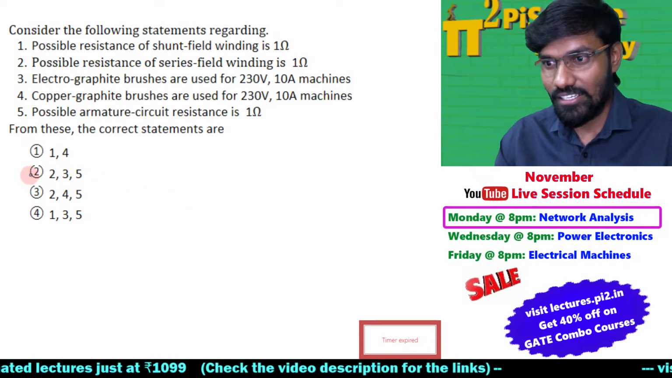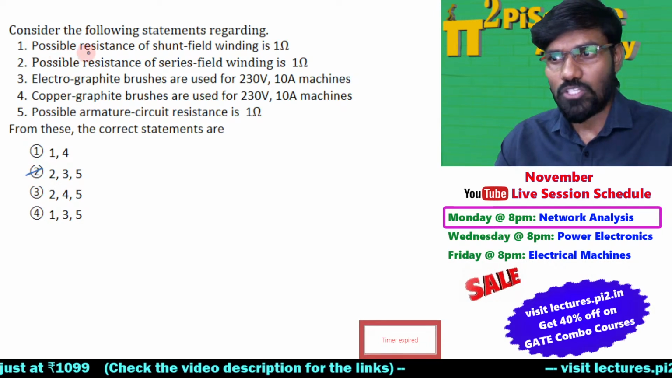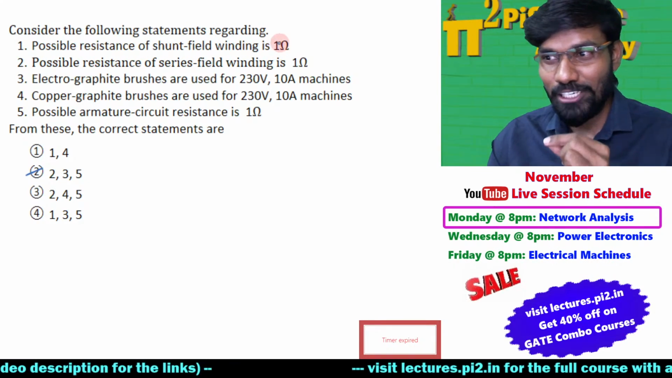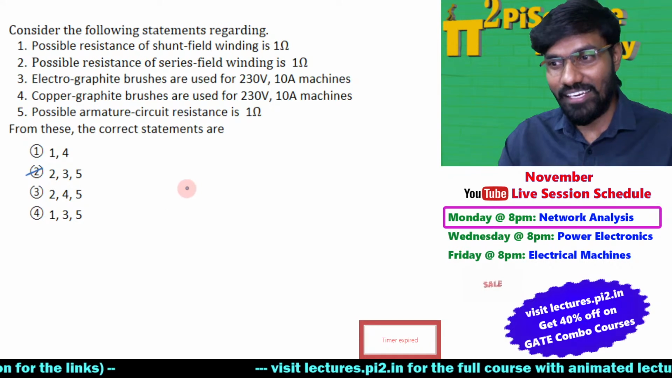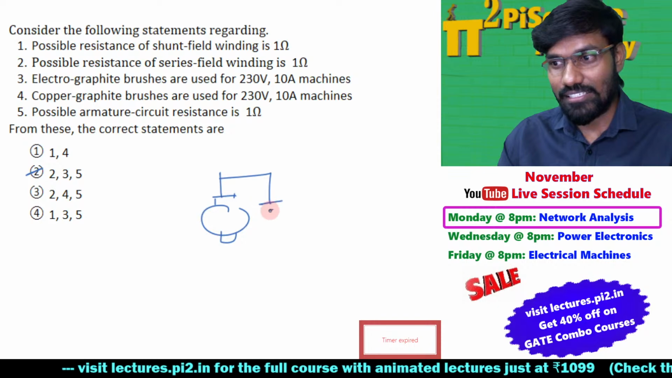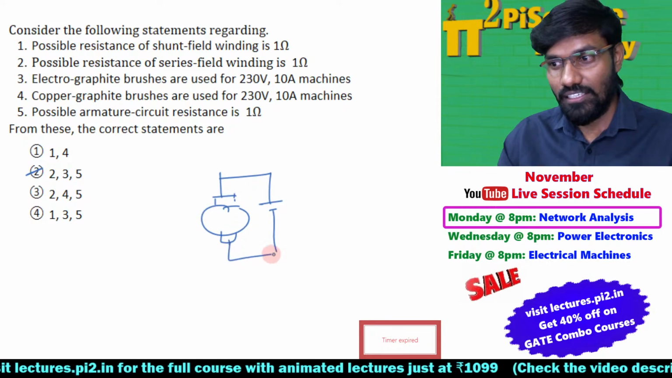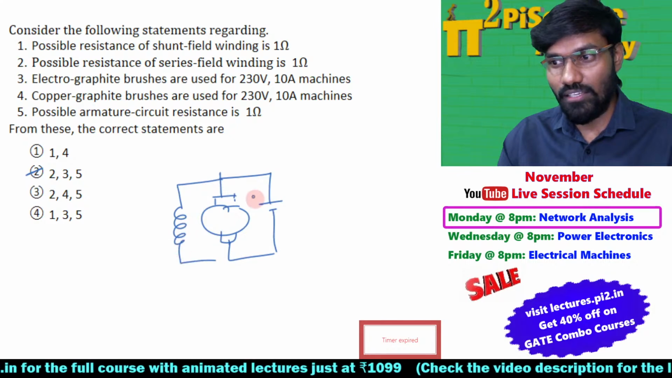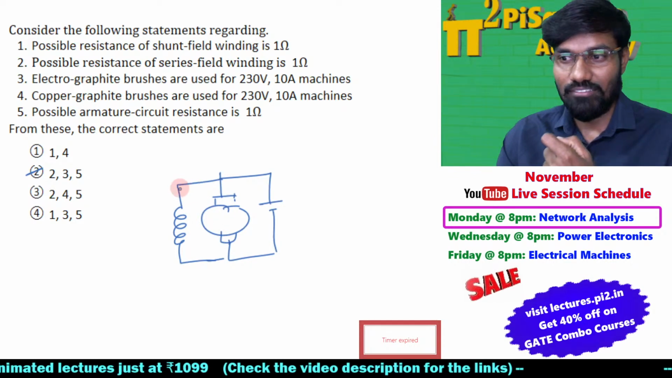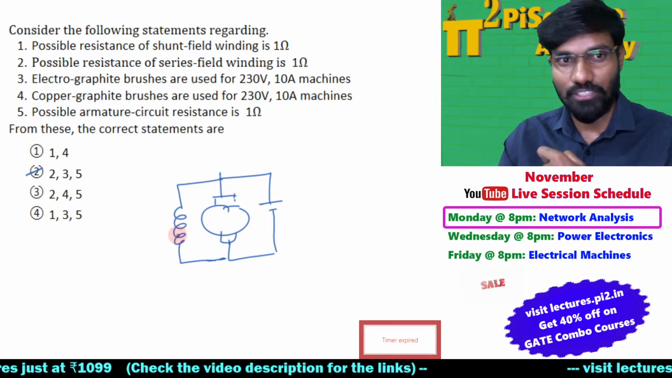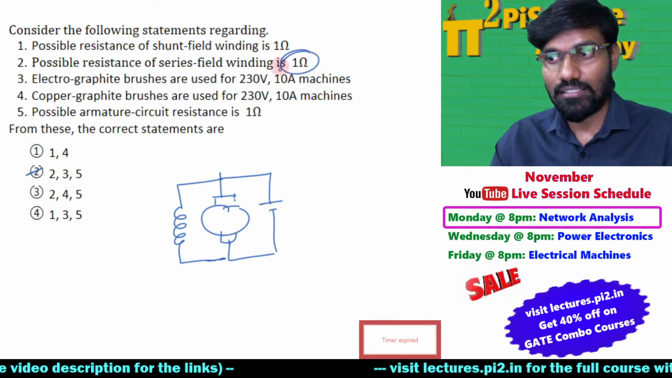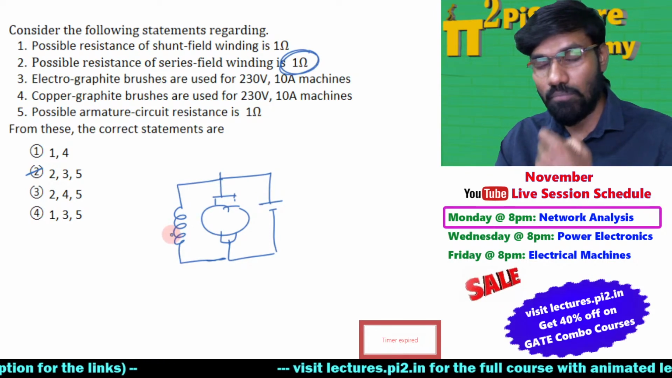The right answer is this. Possible resistance of shunt field winding cannot be that less. If the shunt field winding resistance is very small, whether we take it as a motor or generator, the complete current will go there and a huge amount of current will be drawn by the shunt field. So it cannot be this less. Series field winding will be less. Shunt field winding will have more resistance.